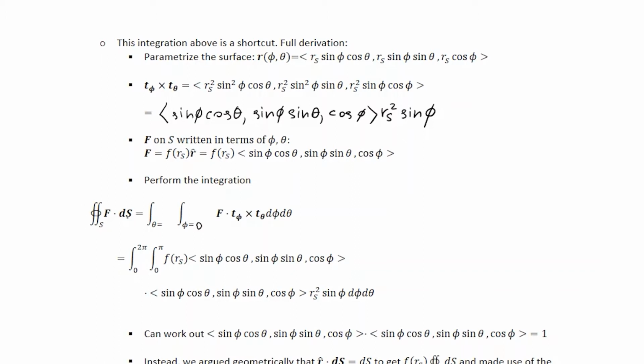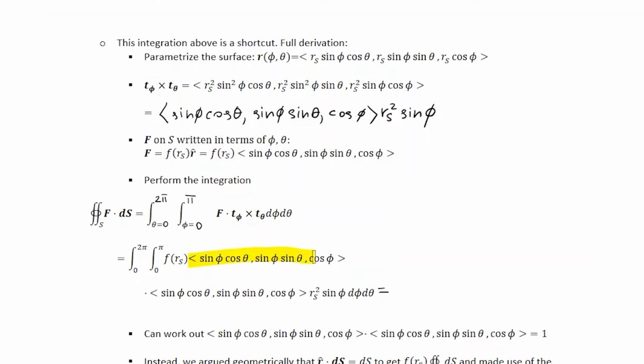The integral would look like this. Theta would be going from 0 to 2 pi. Phi would be going from 0 to pi. Then you have the vector field. Then you have this factor here. And then you have d phi d theta.